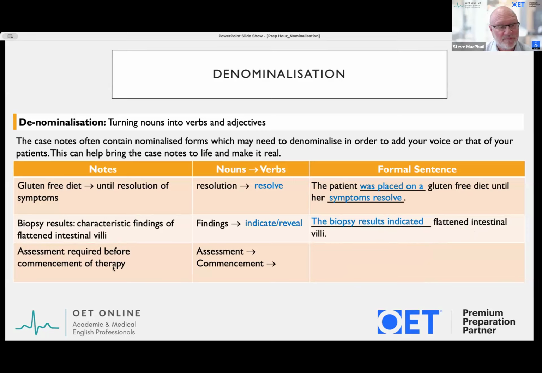Assessment required before commencement of therapy. So assessment required, but the verb of assessment is assess and commencement is commence. So if we are making a request, we can use a polite form. Could you please assess Mrs. Y before therapy is commenced? So now we've put commencement into a verb, before therapy is commenced, in that passive form. It's a nice formal style, but it is a request, so we've used a verb.